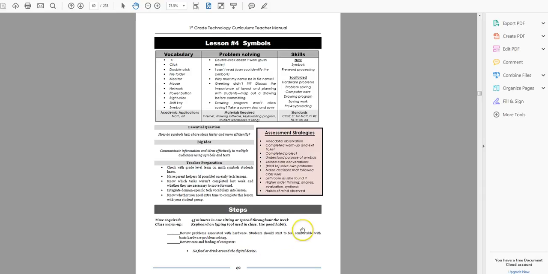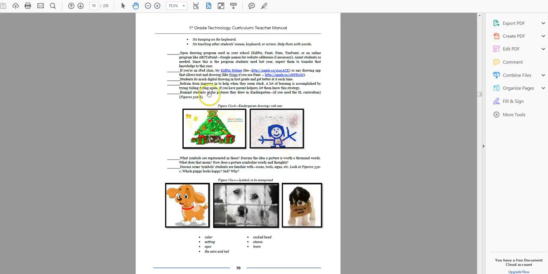Okay, so review hardware problems. Just keep doing that because you want them to know that they're expected to do that. Review the care and feeding of the computer.